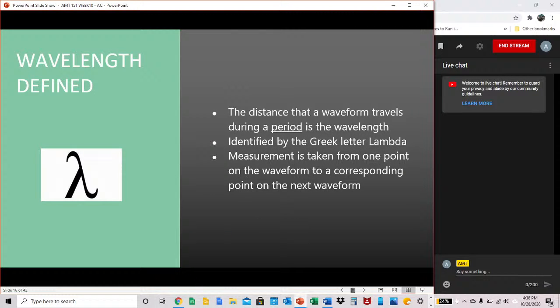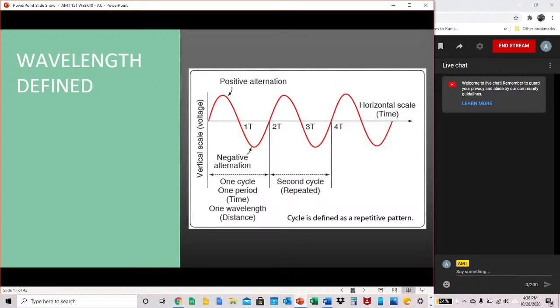So keep that in mind, they all interact with each other. The distance that this waveform travels during the period is the wavelength. Identified by Greek letter lambda, the measurement is taken from one point of the waveform to a corresponding point on the next waveform. Okay, so in this wavelength, the distance is taken from point 0 to point 0.